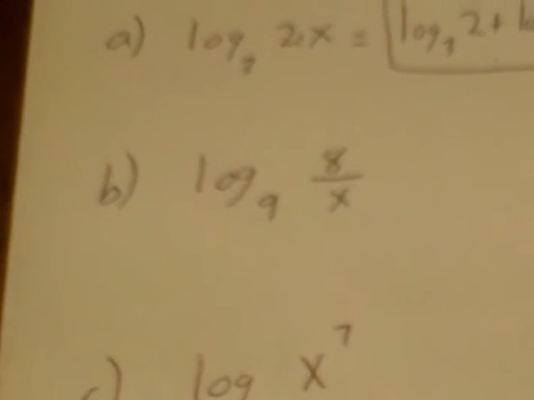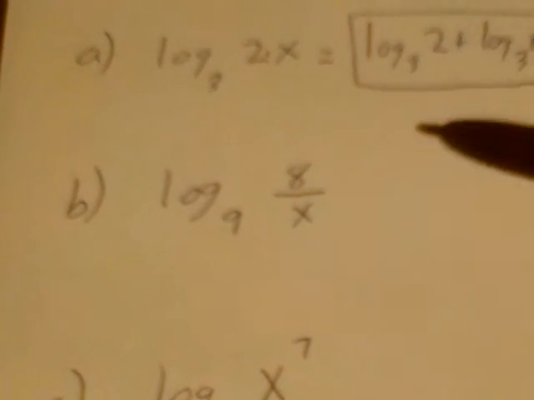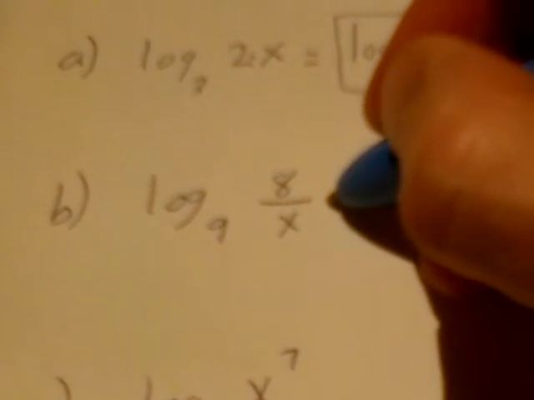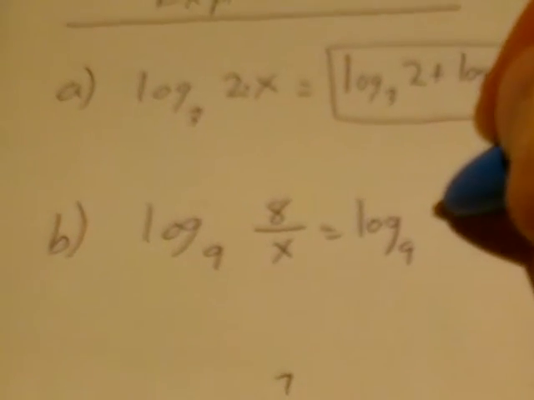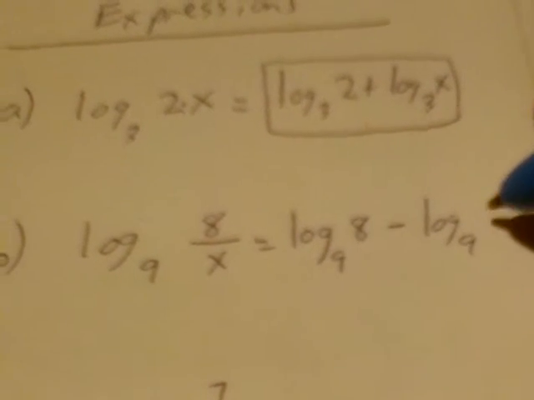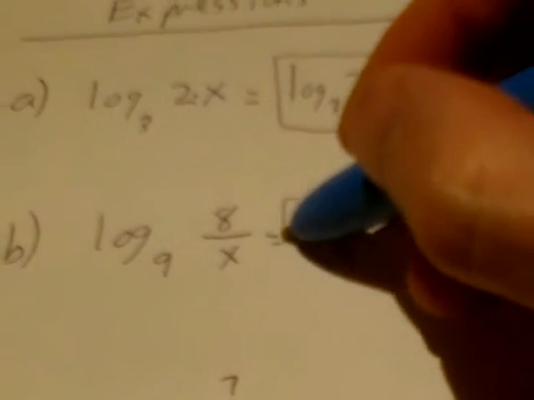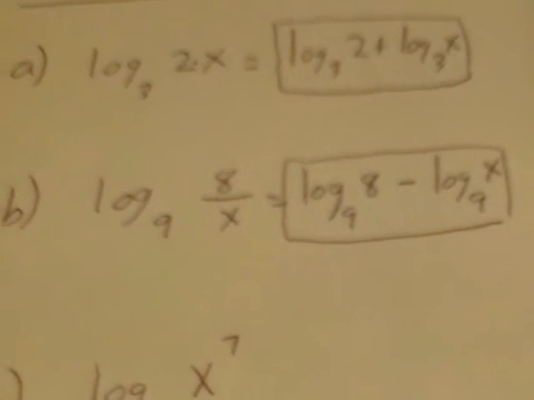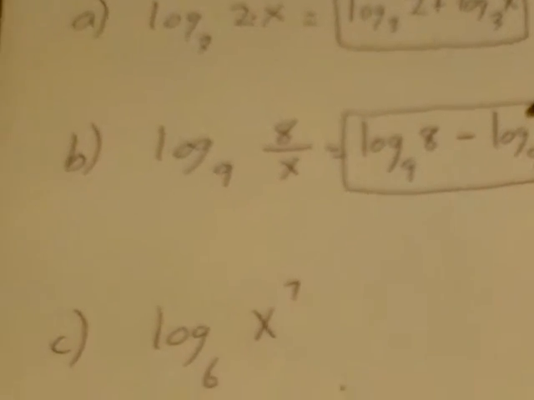And the same thing applies here in b. This is log base 9 of 8 divided by x. So that's simply just going to be log base 9 of 8 minus log base 9 of x. Just subtracting those exponents. Very simple stuff involving the laws of logarithms.